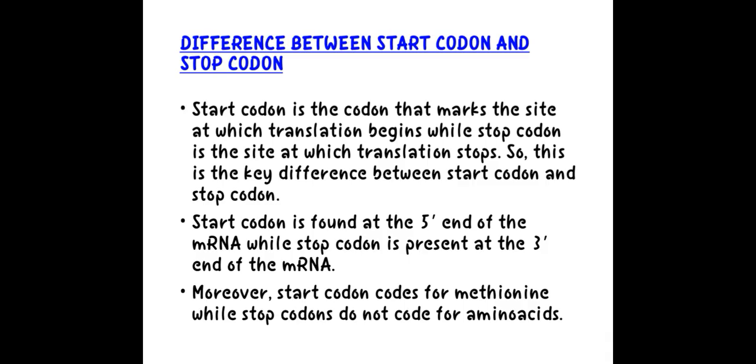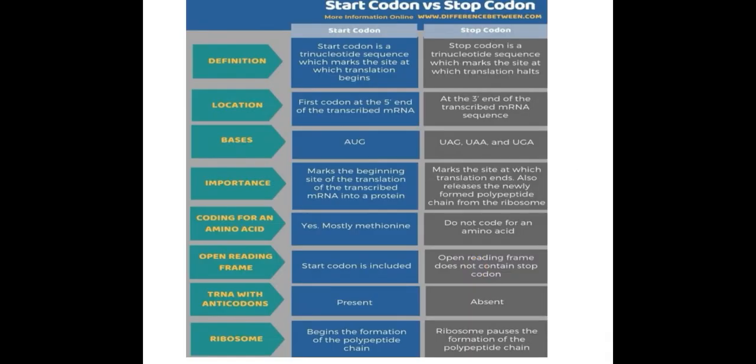Then the differences between start codon and stop codon. The start codon is the codon that marks the site at which translation begins, while the stop codon is the site at which translation stops. So it is the key difference between these two. The start codon is found at the 5' end of the mRNA, while the stop codon is present at the 3' end of the mRNA. Moreover, the start codon codes for methionine, while stop codons do not code for amino acids.